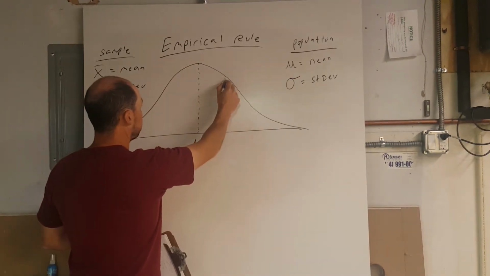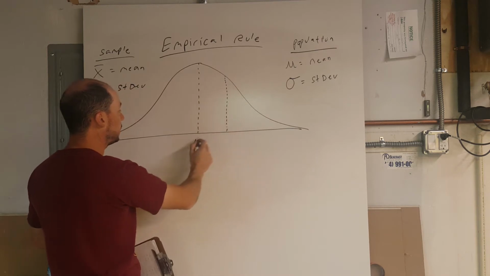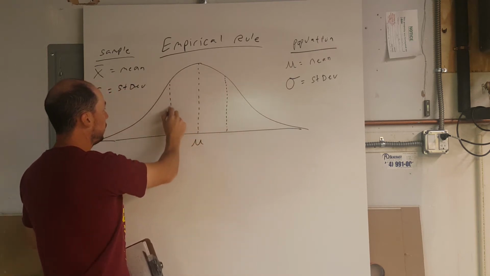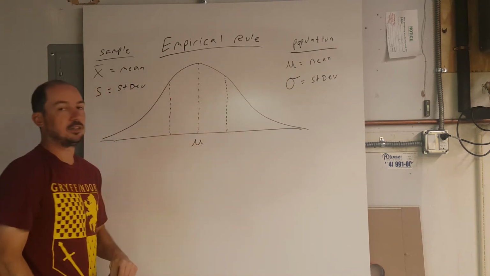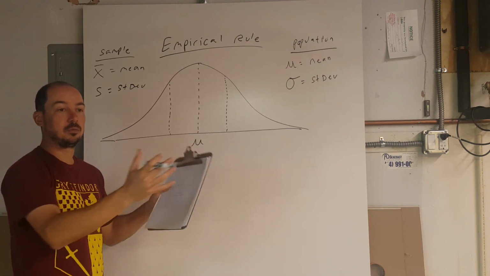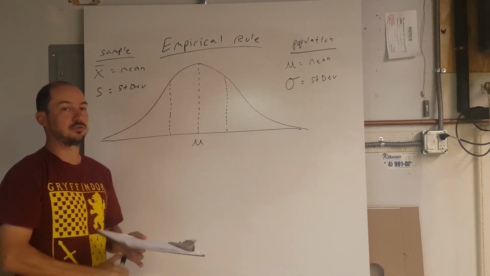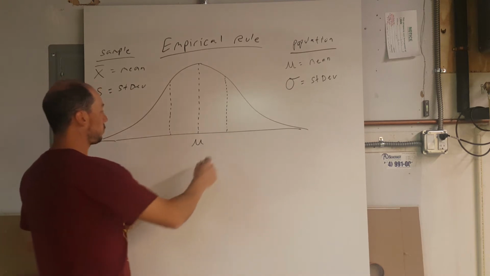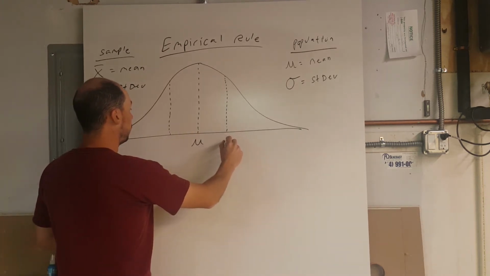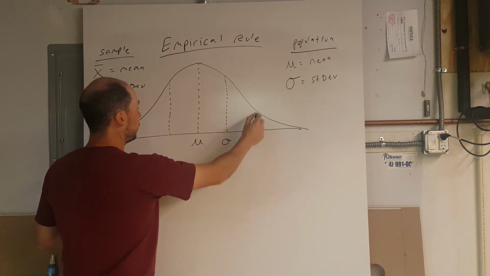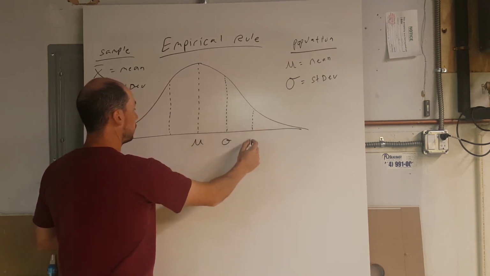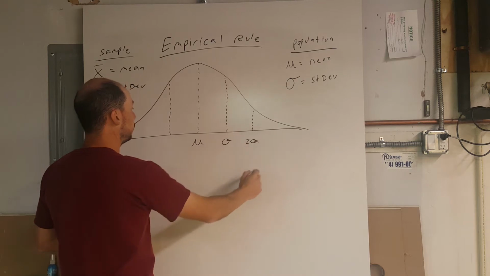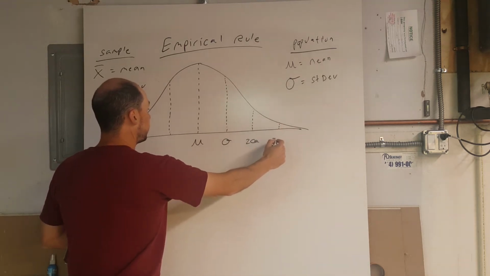Now, this dashed line here symbolizes one standard deviation above and below the mean. Standard deviation is a measure of spread, how much data differs from the average, the mean. So this will be one standard deviation, and then we'll do another dotted line, plus 2 standard deviations, and then here, 3 standard deviations.